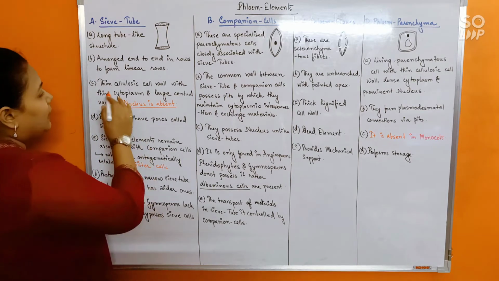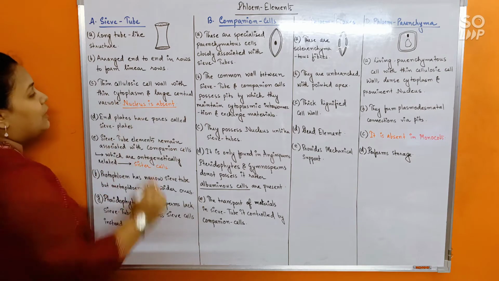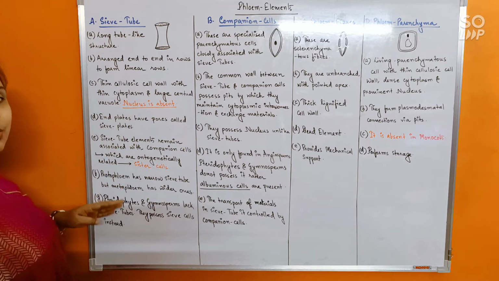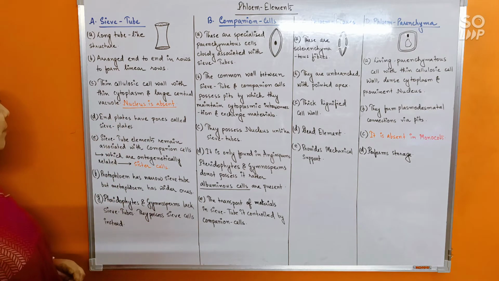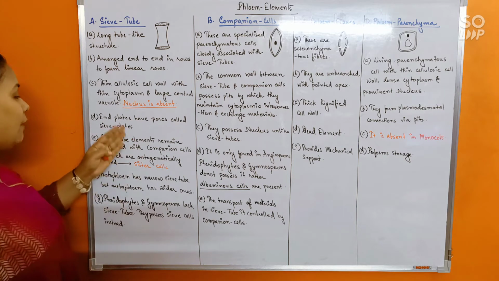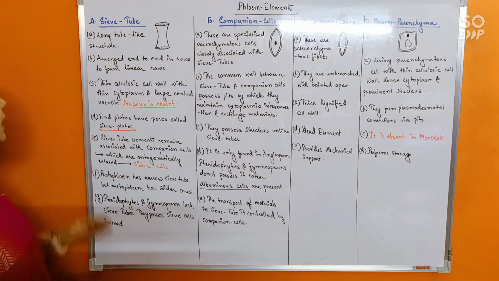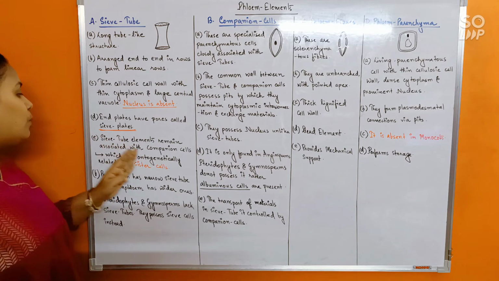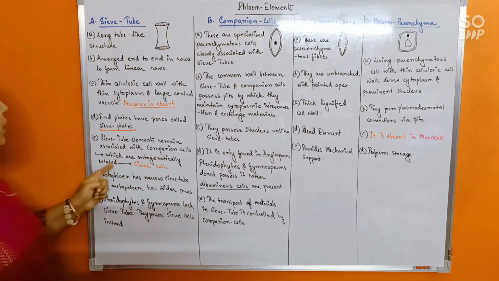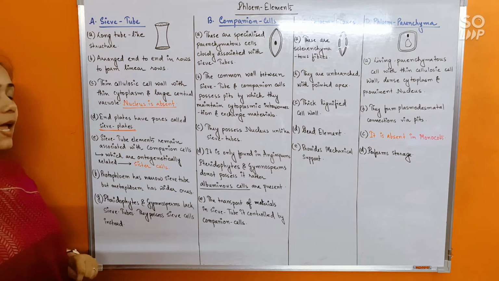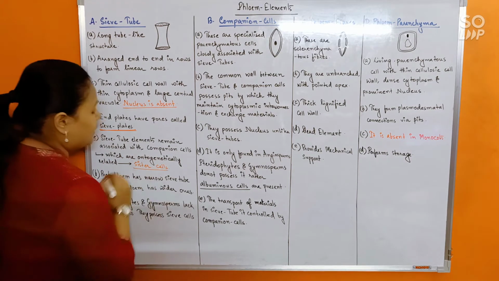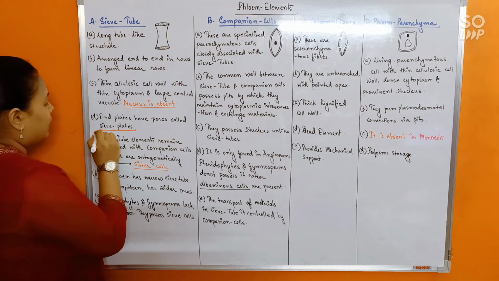So, thin cellulosic cell wall with thin cytoplasm and large central vacuole, nucleus is absent, which I have already marked. End plates have pores called the sieve plates, alright. Sieve tube elements remain associated with companion cells which are ontogenetically related and hence called sister cells. This is a very, very, very important point.